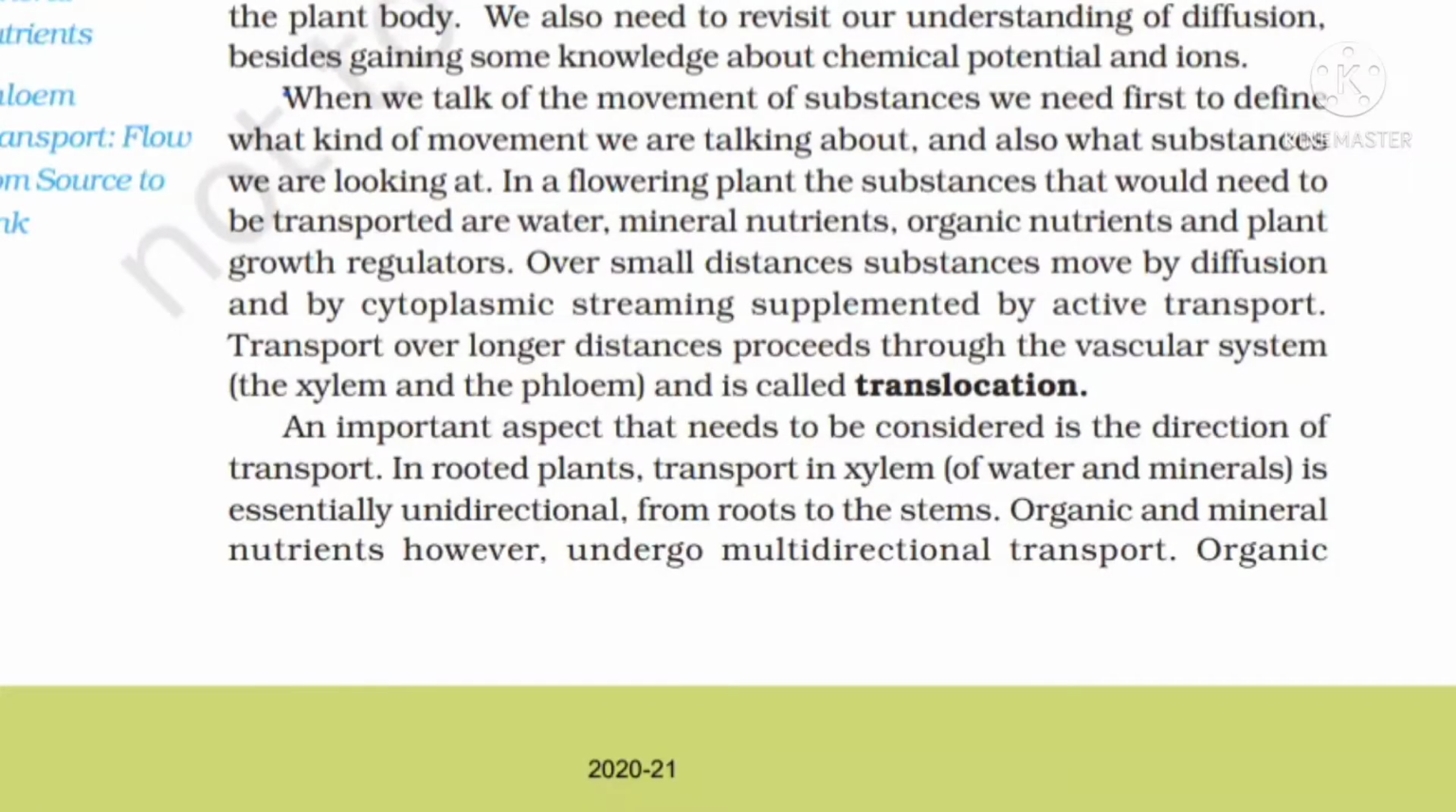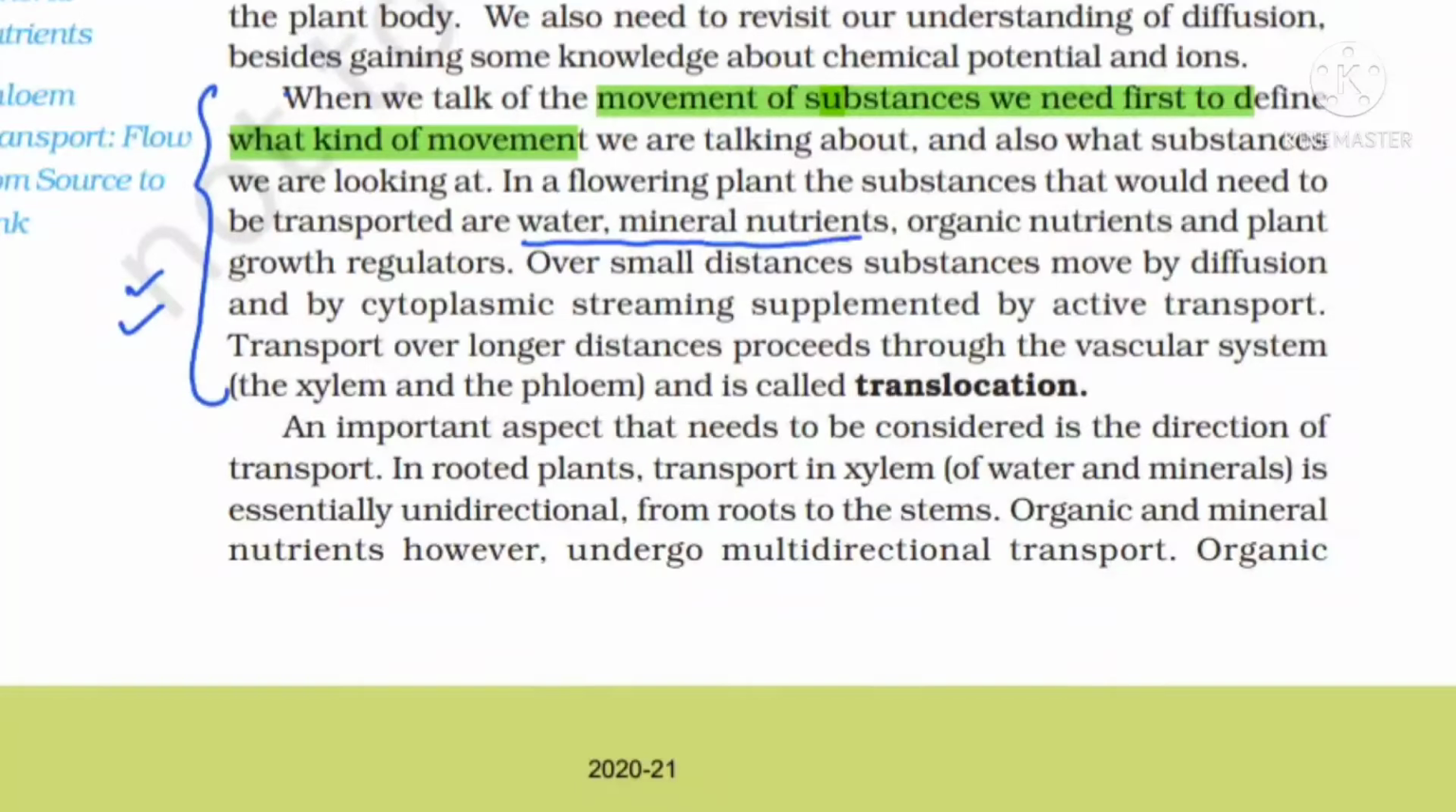Now see beta, for this second paragraph, I'll try to give you a mind map. First of all, we should focus on which substance we need to transport. First of all, we have to find the movement of which substance is going on, and then we have to tell which type of movement is going on. See beta, the substances are actually water, mineral nutrient, organic nutrient, and plant growth regulators, PGR. So you can make a note. Let me make a note for you here.